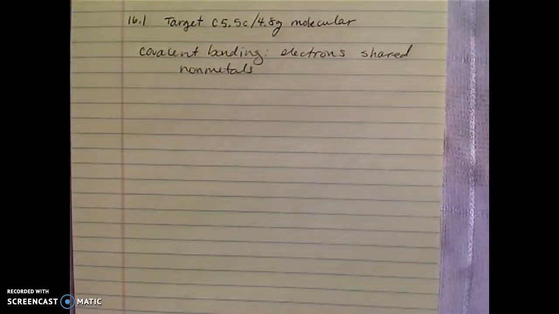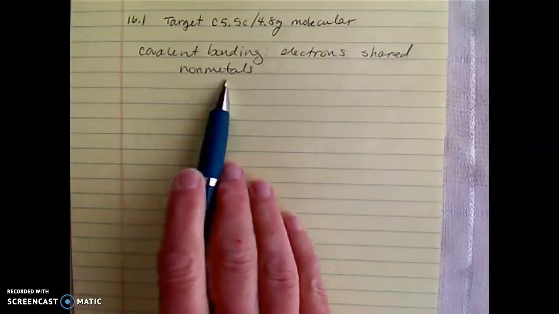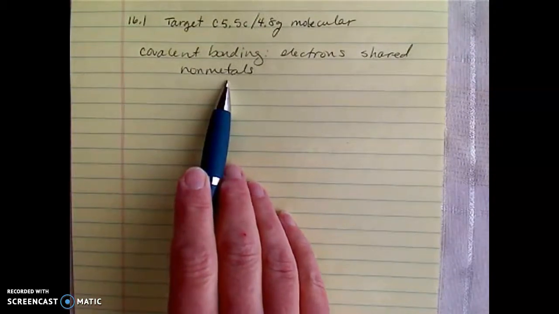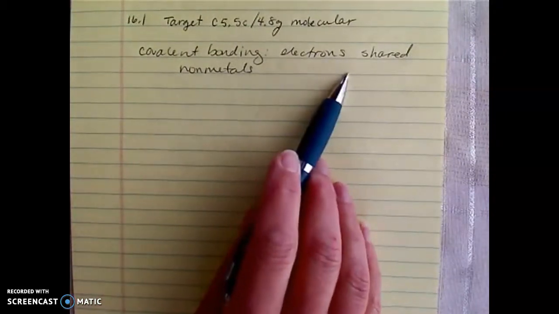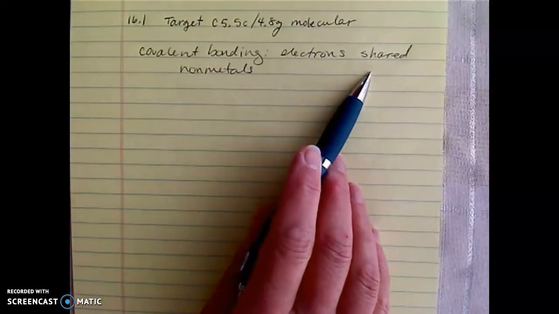Okay, we are on chapter 16. We are working with covalent bonding. We just finished with ionic bonding between a metal and a nonmetal, or cations and anions, when there's a transfer of electrons. Covalent bonding, remember, occurs between nonmetals only, creates a molecular bond or molecular compound, and electrons are shared.